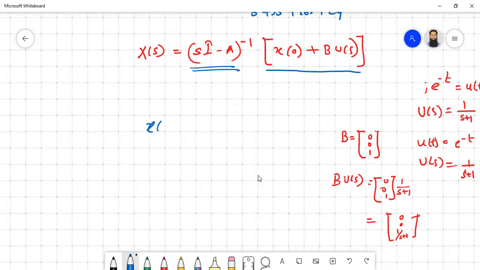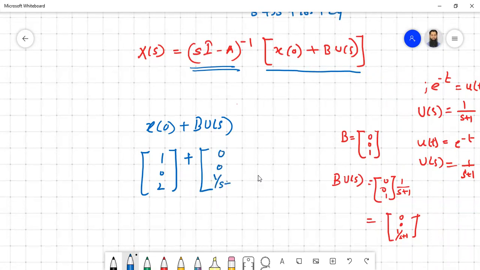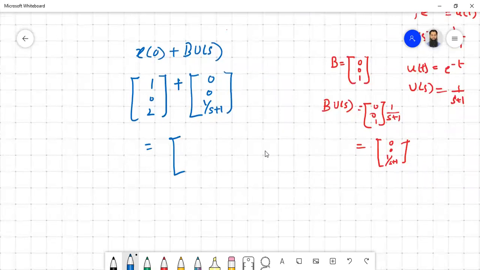So now x0 plus BU(s). x0 is nothing but [1, 0, 2] and plus BU(s) is [0, 0, 1 by s plus 1]. So we can just add. Basically what we are going to have is 1, 0, then 2 plus 1 by s plus 1, and eventually. If you take s plus 1 common, then 2s plus 2, so basically 2s plus 3.